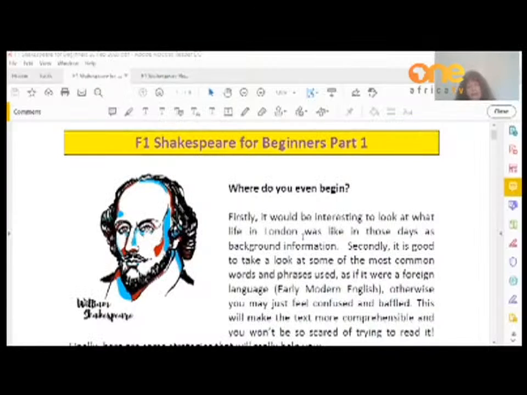Where do we even begin when we look at Shakespeare? Like, what book are you looking at? Which play? You are looking at Romeo and Juliet. Romeo and Juliet. Okay, so let's take a look at some things that are going to give you some prior knowledge, understanding what's going on in this play. Okay, guys? Right, where do you even begin?